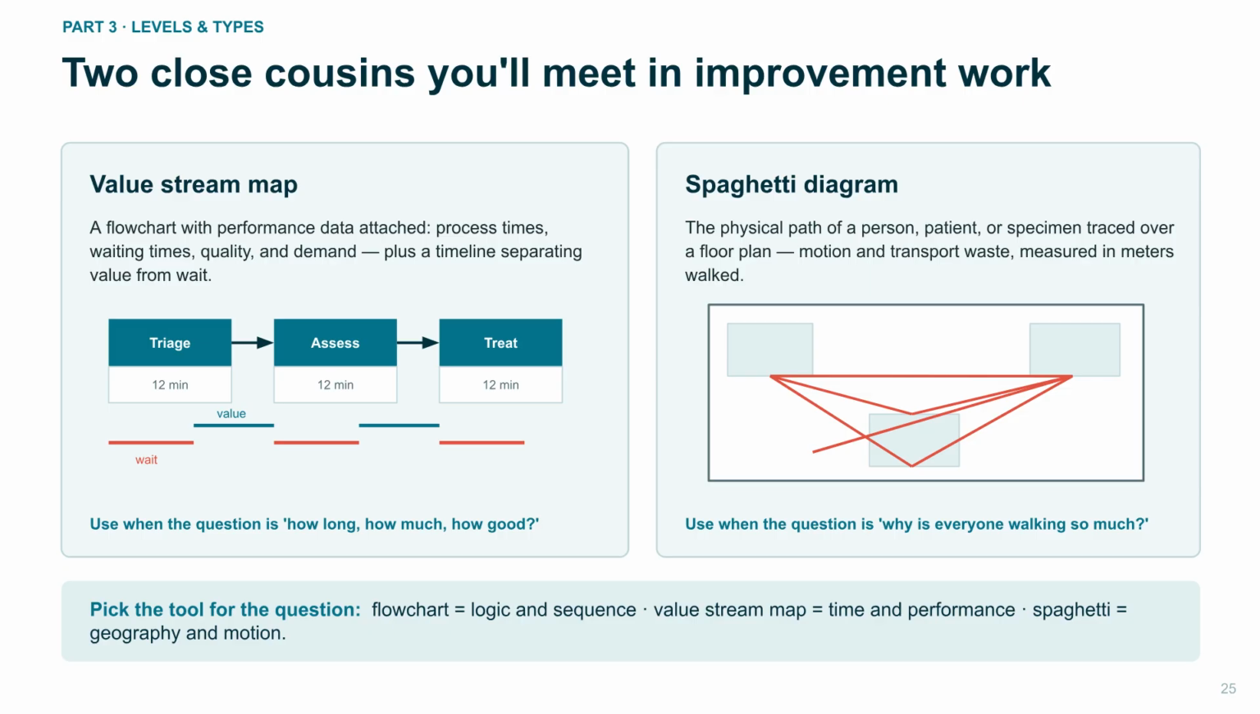Finally, consider two close cousins of the flowchart: the value stream map, which adds performance data to identify wait times, and the spaghetti diagram, which visualizes the physical path taken through a workspace.